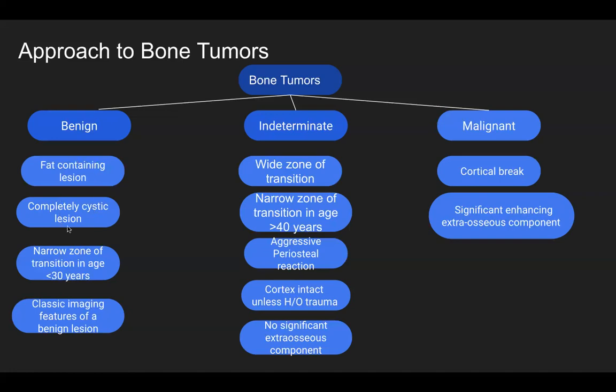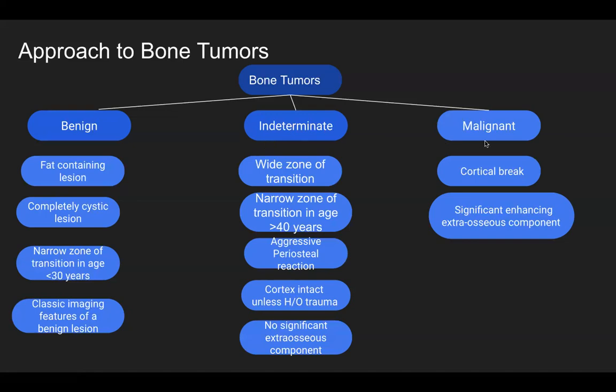And remember that on X-ray we cannot see whether the lesion is containing fat or is cystic. This can only be seen on an MRI. Another thing is that if you see a tumor in a person less than 30 years old and the tumor has a narrow zone of transition, then there is a 99% chance that this tumor is benign. Narrow zone of transition in less than 30 years is always benign. Or if the tumor is showing classic imaging features of a benign lesion, like we'll discuss, some of the tumors have very classic imaging features, then you can classify them as benign tumors.